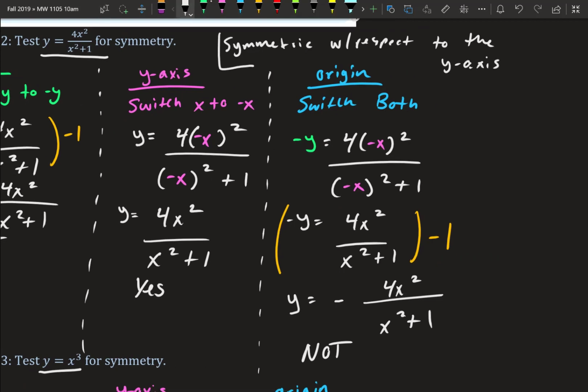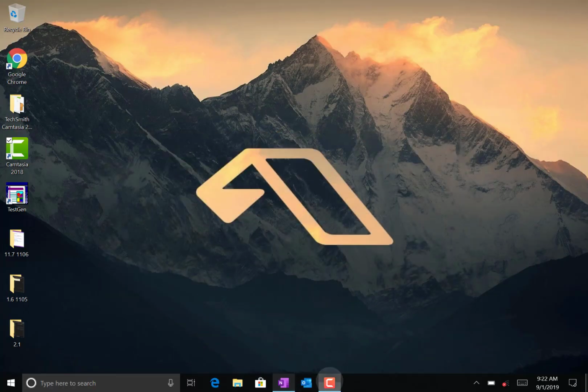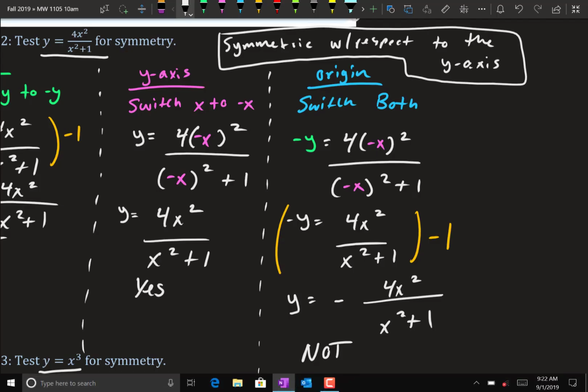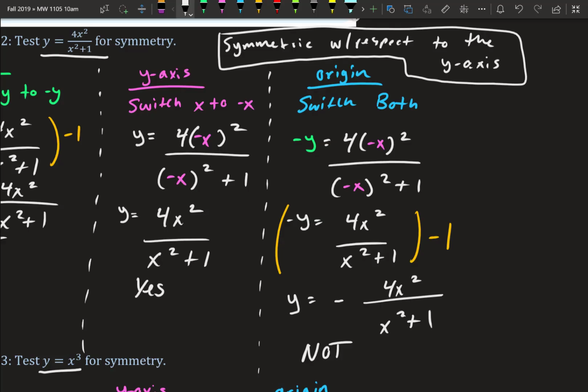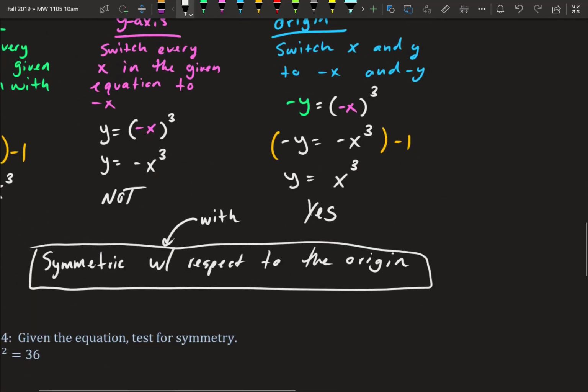So we say it's symmetric with respect to the y-axis. All right, next example.